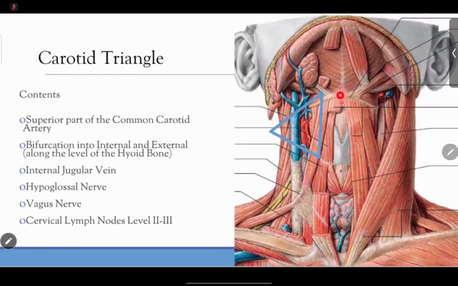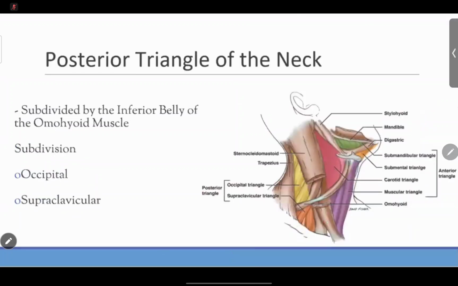And then, also your internal jugular vein. And then, within your carotid sheath is also your vagus nerve, your hypoglossal nerve, and basically your cervical lymph nodes, levels 2 to 3. Okay, so let's go to the posterior triangle.